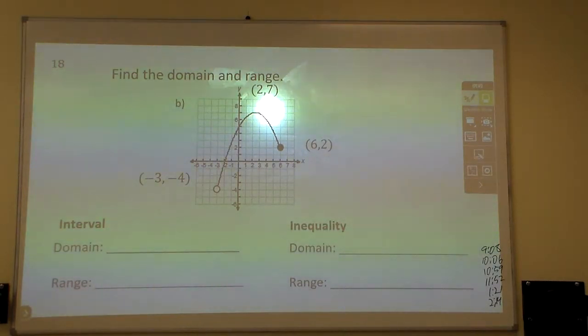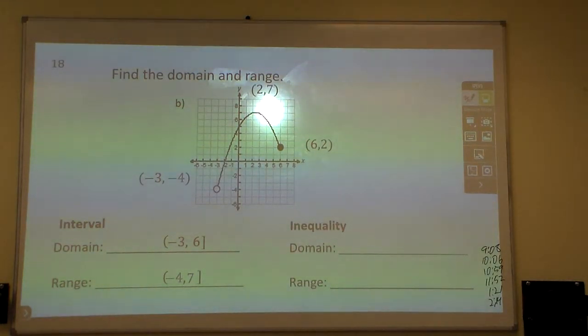Notice what are my X's? What are my lowest X and my highest X? -3 and 6. Now, is the -3 a bracket or a parentheses? The -3, it's an open circle, so it makes it a parentheses. And the 6 is a bracket. And then the range, what's the smallest y? Well, that's the -4, and the highest y is that 7 up there. Right? See that, the 7? And the -4 is still a parentheses, but the 7 is a bracket also.